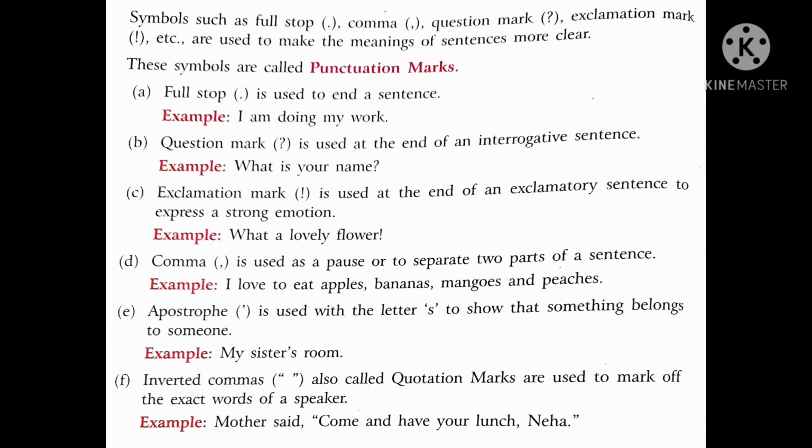So children, how many punctuation marks are there? First is full stop, second comma, third question mark, fourth exclamation mark. These are the punctuation marks, and these help to make the meaning of a sentence more clear.